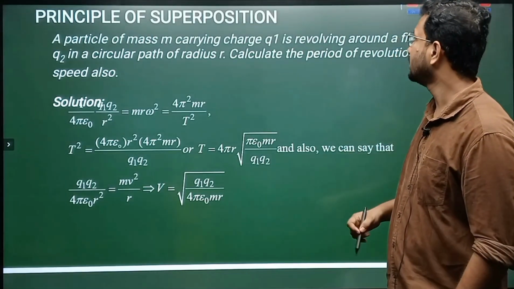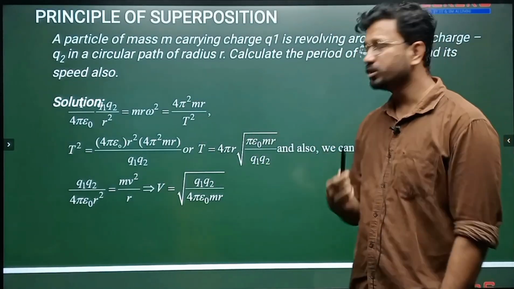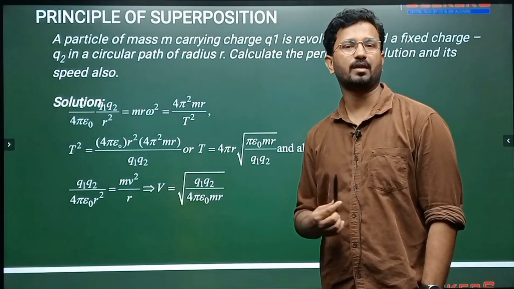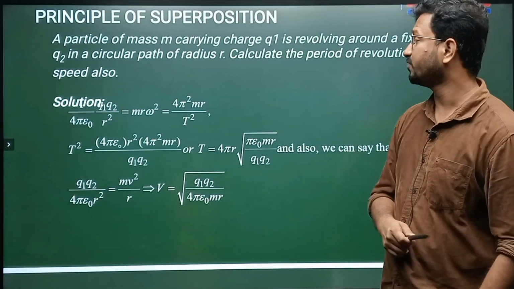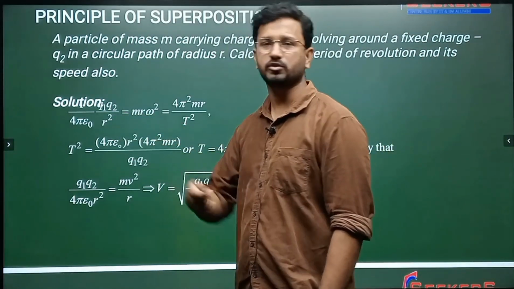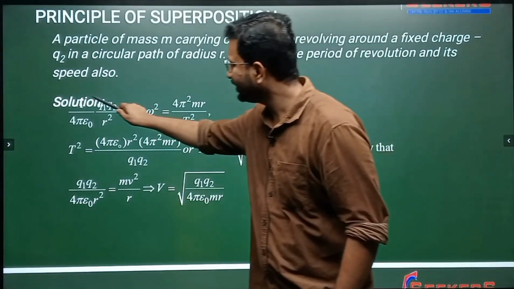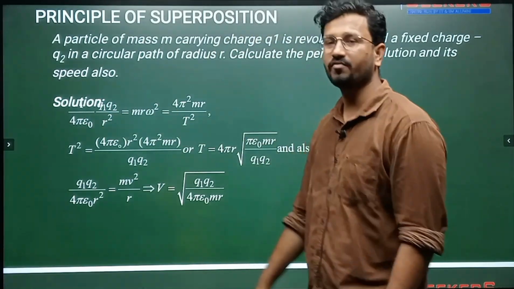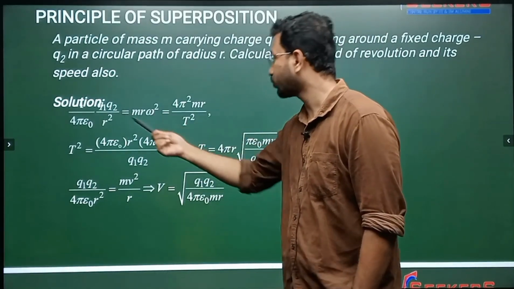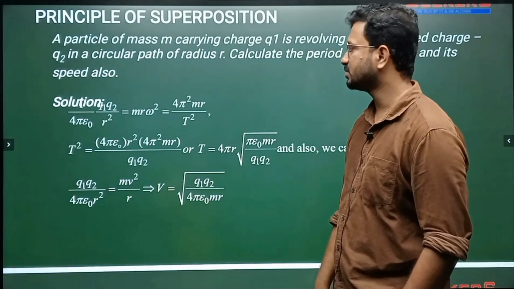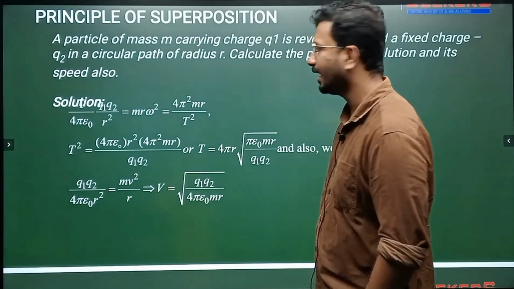Similarly, in this question, there is a charged particle Q1 which is revolving around Q2. Who is providing the centripetal force? The required centripetal force is provided by the electrostatic force of attraction between them. What is the electrostatic force of attraction? K Q1 Q2 by R square, or also you can write 1 by 4 pi epsilon naught Q1 Q2 by R square. This is providing the required centripetal force. The formula of centripetal force is m omega square R, or mv square by R, anything you can write. Because the centripetal force is provided by the electrostatic force, we can write both of them equal.